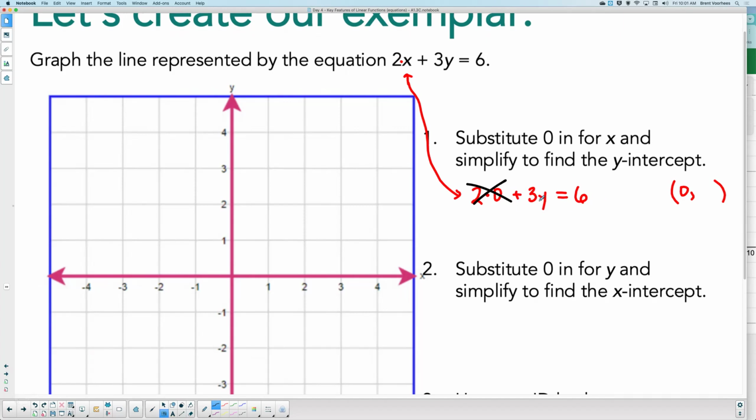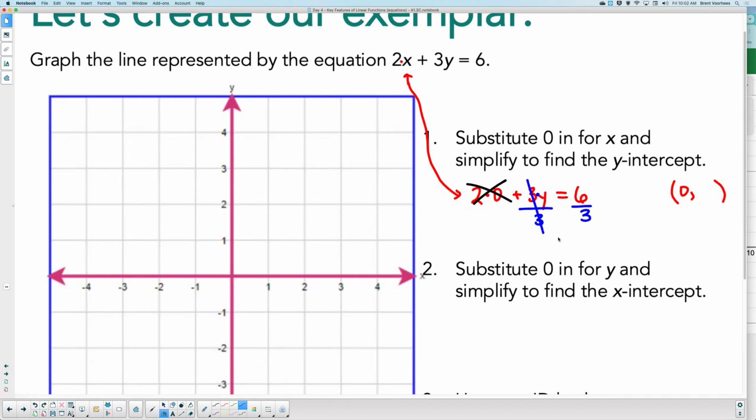So now I'm going to ask a different question. What's the 3 doing to the y? Is it adding, subtracting, multiplying, or dividing? It's multiplying. What's the opposite of multiplying by a positive 3? Division. Let's divide by a positive 3. The plus just means it's positive. It's not negative, it's positive.